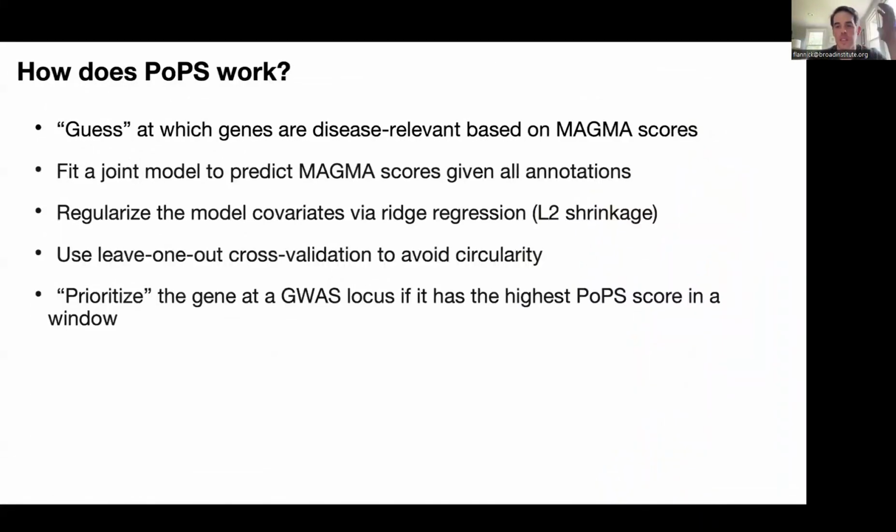And so basically this is how it works. You use these MAGMA scores to guess at the genes. You then fit the joint model. It's regularized using an algorithm called ridge regression that, if you're not familiar with this, controls overfitting. And then critically, they use this cross-validation method where you fit the model leaving a chromosome out and then make predictions for that chromosome. And POPs is really exclusively used so that within a GWAS locus, you then look at the gene with the highest POPs score to prioritize it.